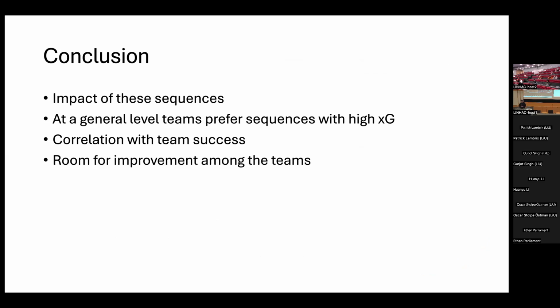The conclusion of this paper is that these sequences are very important since lots of goals come from them. At a general level, teams choose smart sequences that lead to high expected goal values. But there also seem to be some sequences that could be used more to ensure higher expected goal values. And we also saw that there is room for improvement for many of the teams.